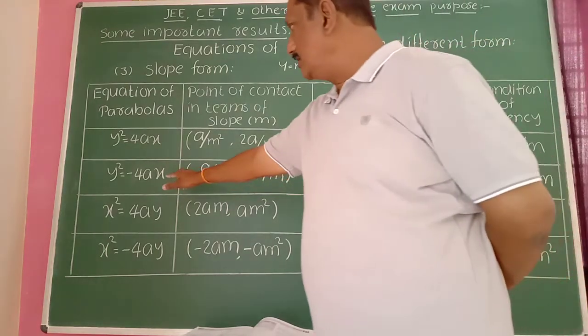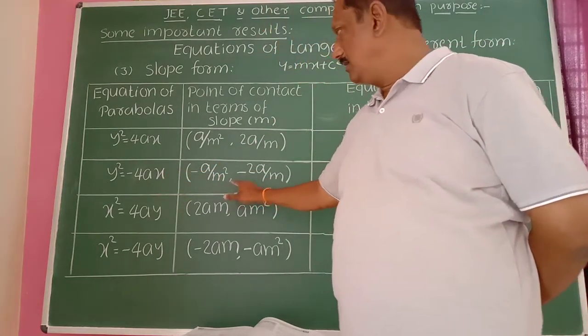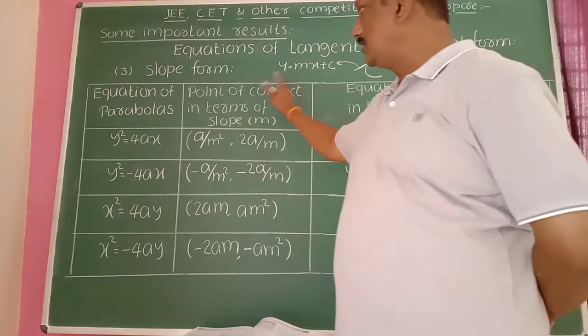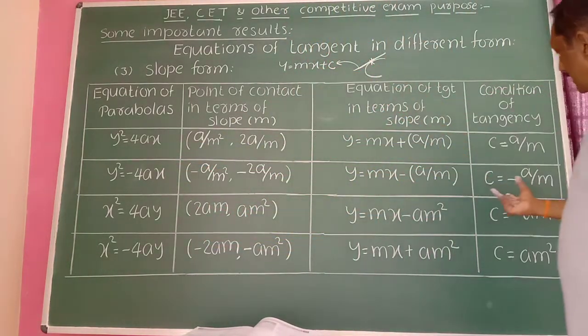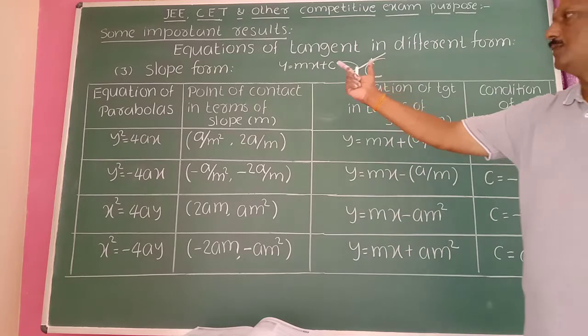Then the equation of the parabola is this. This is the point of contact and this is the condition. If this condition is satisfied, then only this line is tangent to this parabola. Therefore, replacing this c by minus a by m, we get the equation of tangent. This is the slope form.